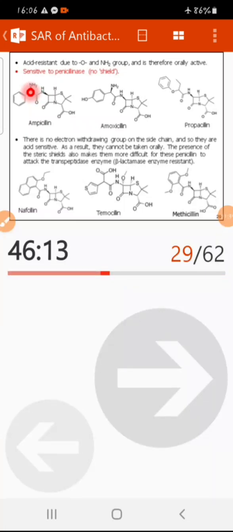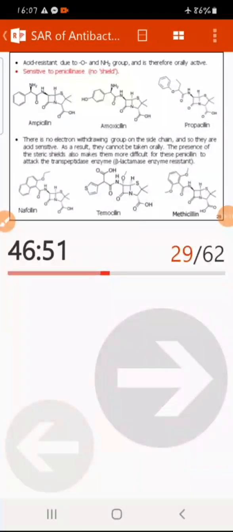And look at the structure of ampicillin here. This is the alpha carbon. To check whether ampicillin is beta-lactamase stable or not, you have to see the alpha carbon and the 6th position. In the 6th position, there is no alkoxide group. There is no halogen group on the 6th position. And the alpha carbon is not part of the ring. And on the alpha carbon, there is no bulky group that contains ortho electron withdrawing groups like here.